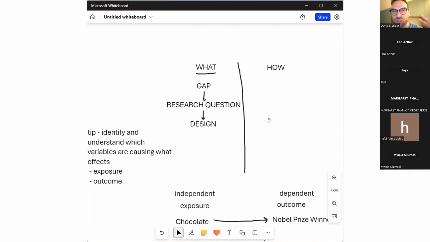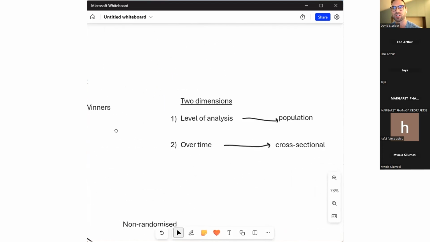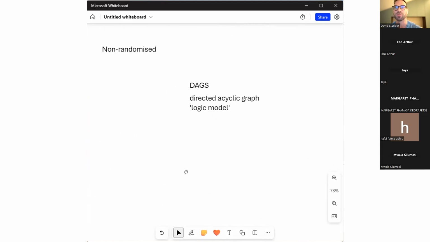Why spend so much time on design? Because we need that design before we start putting things into practice. It's the same thing when I talk about writing. You need to know what you want to write before you start writing. You need to have that clarity, or you're going to set yourself up for frustration. Okay, so these DAGs are critical in setting out your logic.